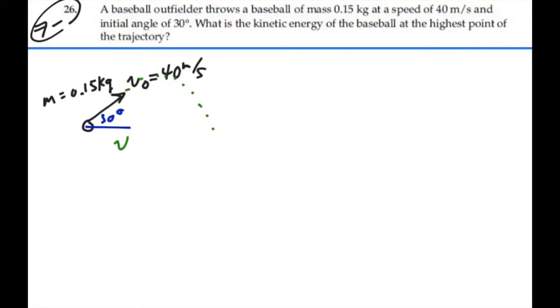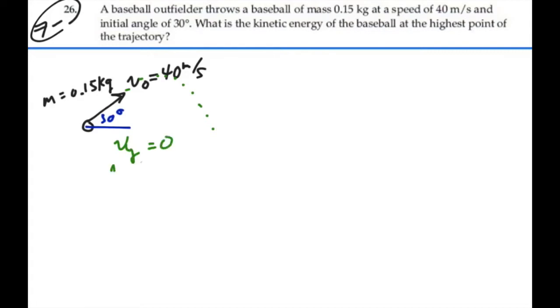Well, let's consider that we've thrown this baseball with some initial velocity equal to 40 meters per second, but this is at an angle of 30 degrees, and the mass of this baseball is 0.15 kilograms. So as it goes through this trajectory, it'll reach a maximum height, and at that point the velocity in the y direction will be equal to 0.